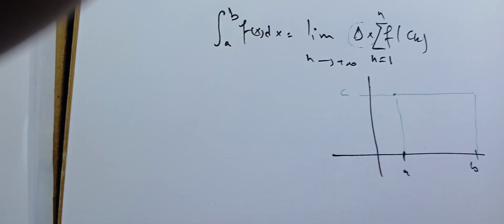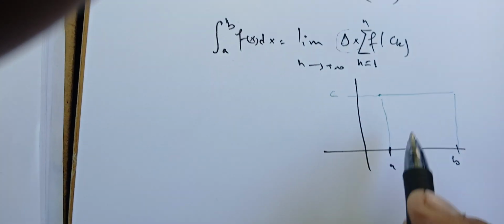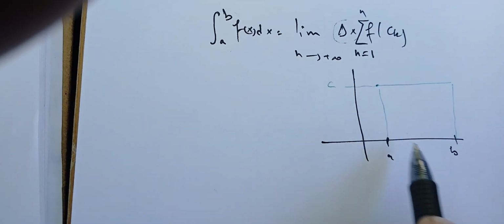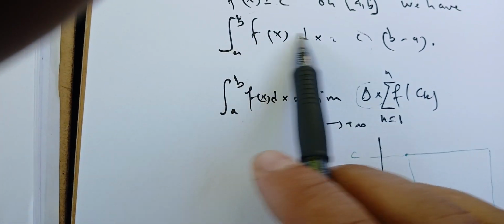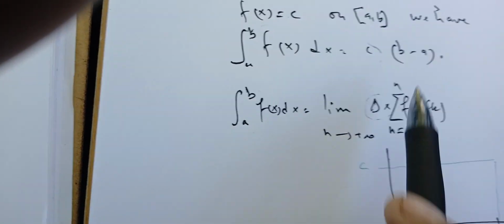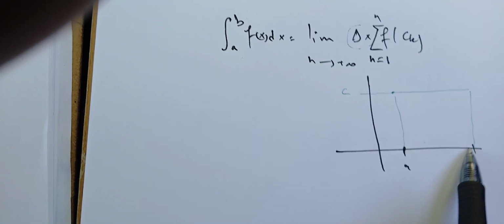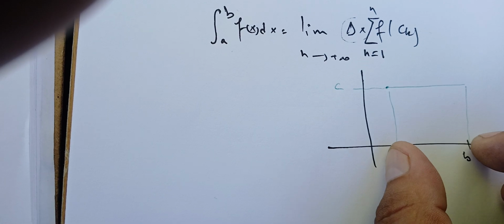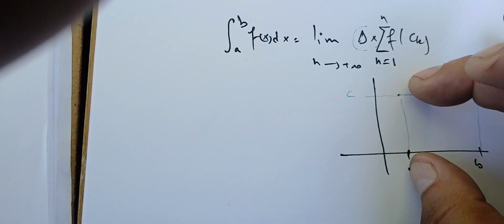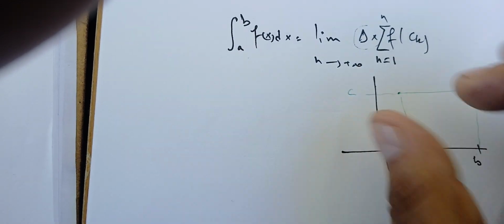Okay, to get the area, first note that the area of this rectangle is just b minus a times c. So this is what this one is saying. Okay, we're going to prove it in a different manner, using algebra. So b minus a is this length, times this one, which is c. So that means b minus a times c.